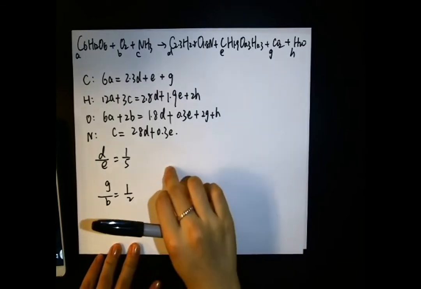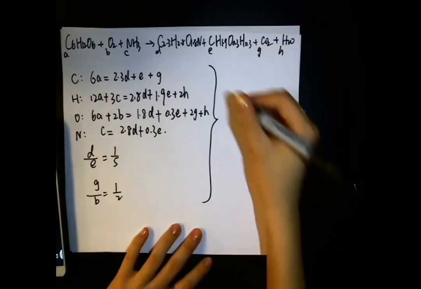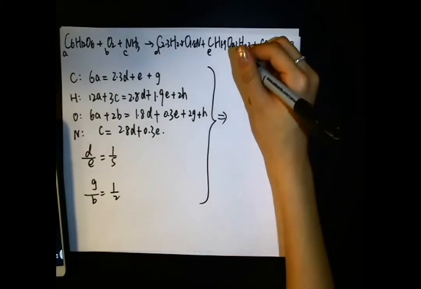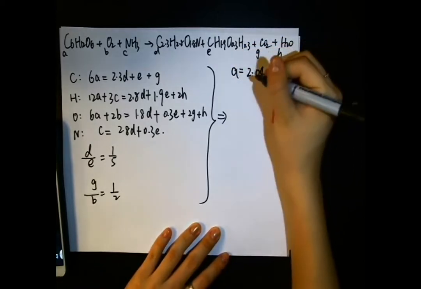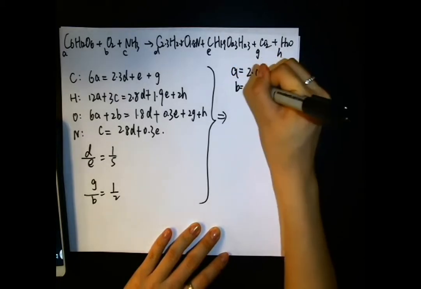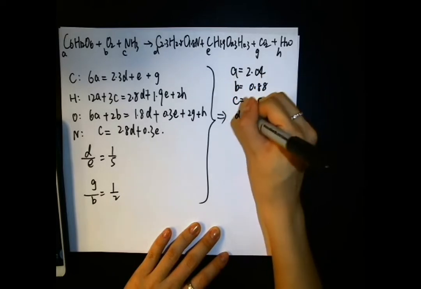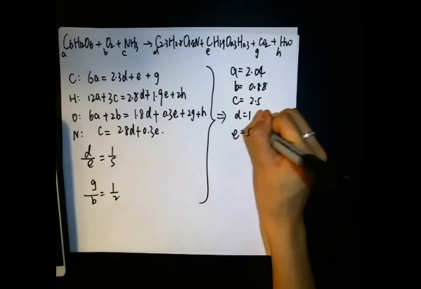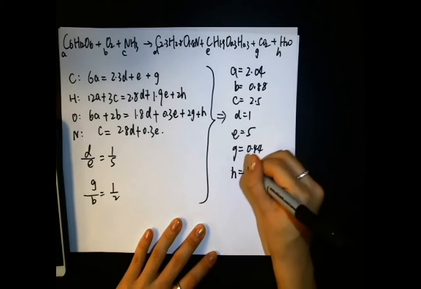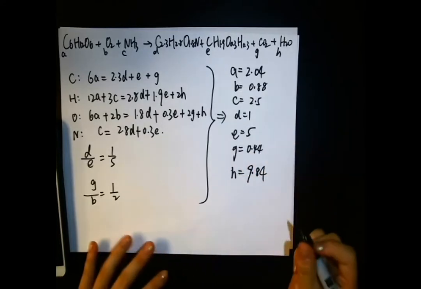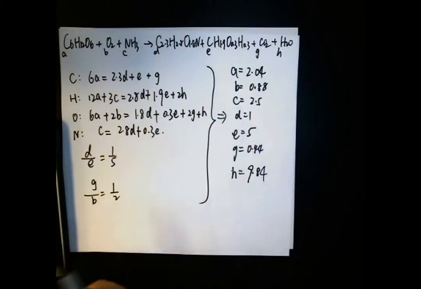So given these equations, we can just plug them into a matrix, and we get A is equal to 2.04, B is 0.88, C is 2.5, D is 1, E is 5, G is 0.44, and H is 9.84. So we can just substitute these numbers into the equation, and then we get the balanced equation.